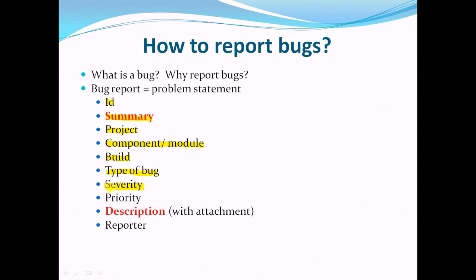Just as severity indicates how severe the bug is in terms of its overall impact on the system, priority is another data that you have to provide in the bug report, and priority indicates how important it is to fix the bug sooner rather than later. So the priority can also range from very high, medium, low. So priority can have a number of values.